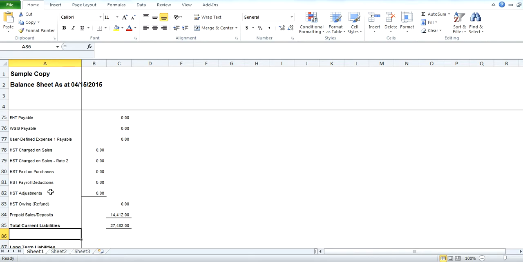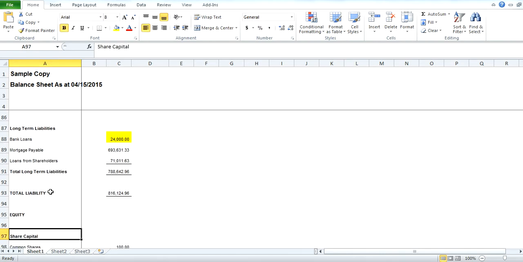So those are your current liabilities. Again, all items that you must pay that are due within the next 12 months, you would make sure that they're reported within this total current liability section, and it just gives you, or readers of your financial statements, visibility as to what your obligations are within the next 12 months.